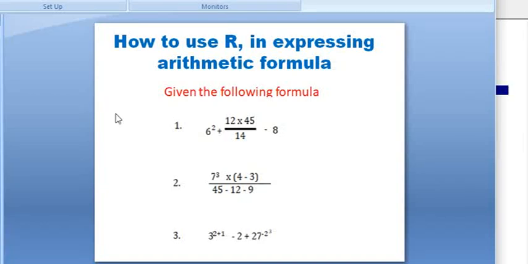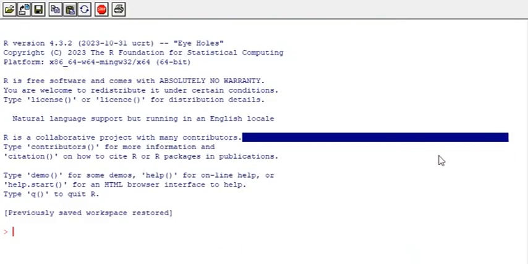Using R to express arithmetic expressions. So given the below arithmetic equations, how can we express them in the R programming language? Let's solve the first question.